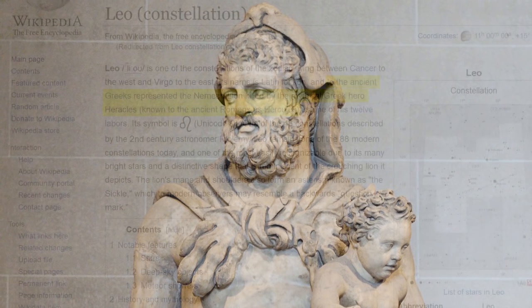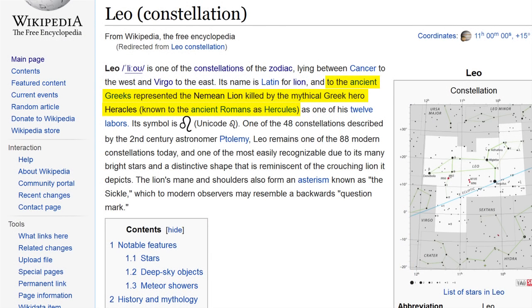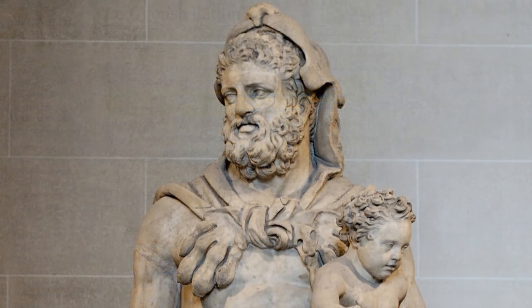But we also mentioned with Hercules, his role there is directly connected with the Leo constellation, the lion constellation. Because to the ancient Greeks, Leo represented the Nemean lion that was killed by the mythical Greek hero Heracles, who is known to the ancient Romans as Hercules. And so the lion constellation got its name Leo in association with Hercules, a shepherd king.